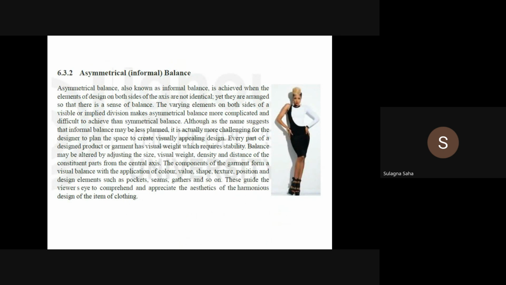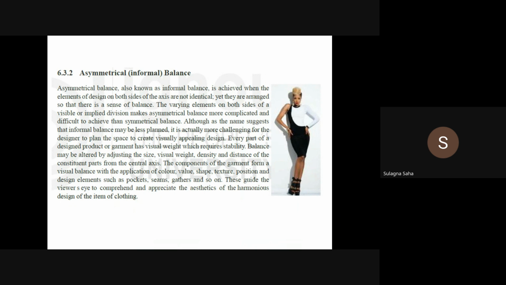Coming to asymmetrical balance, it is known as informal balance. It is done when the elements on both sides of the axis are not exactly identical, yet it is arranged in such a way that there is some sense of balance. The variation on both sides makes asymmetrical balance a little complicated or a little more difficult to achieve.